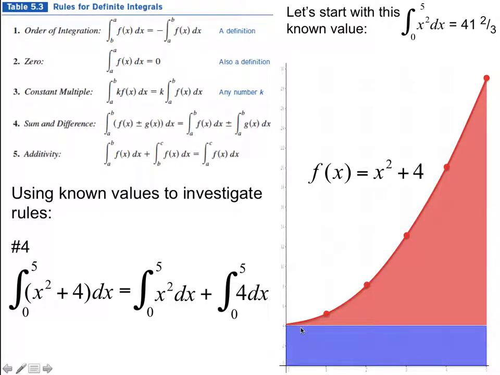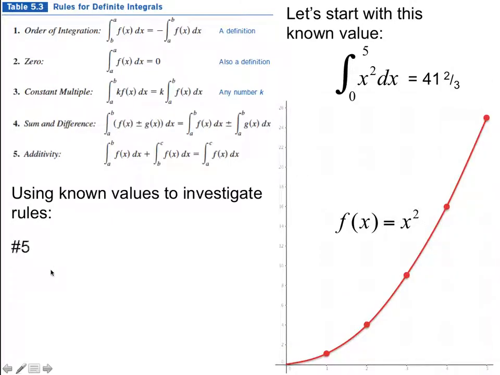That's this region, which is a rectangle. And the area of this region is 4 times 5. So it's going to be my original area plus 20. And so if I add those together, I get 61 2/3. So that's property 4, sum and difference. We're going to use this property a lot.